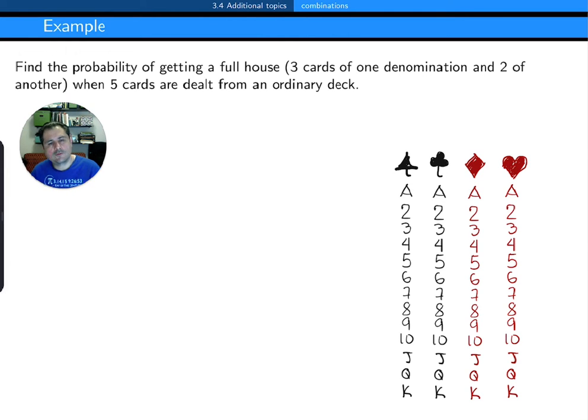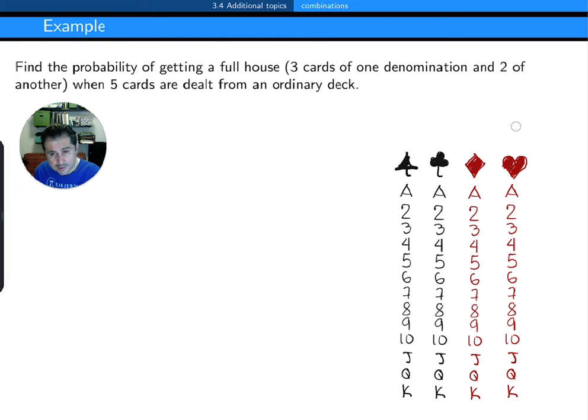Hi. So we're going to finish these examples of probabilities using combinations with some examples of poker. So, hands of poker. We're going to assume that we know a little bit of poker. We're going to explain the basics, but we use a standard deck of cards: spades, clubs, diamonds, and hearts.